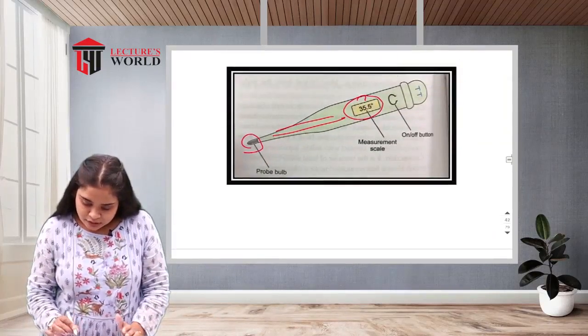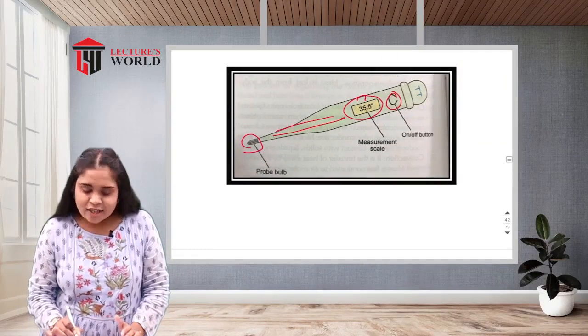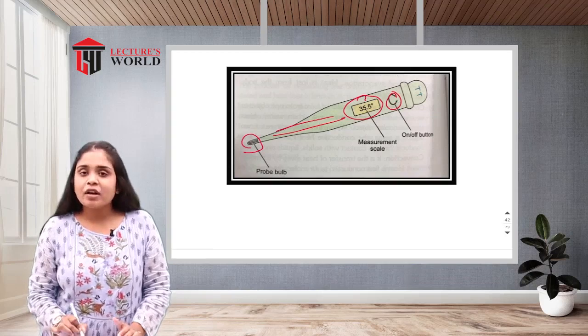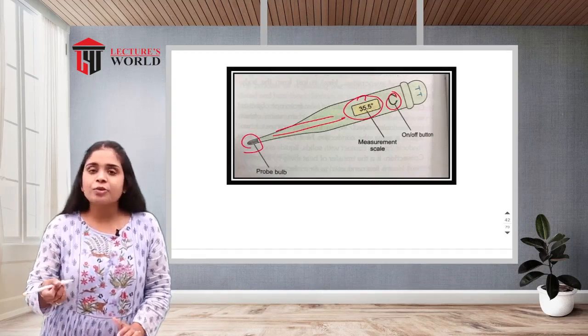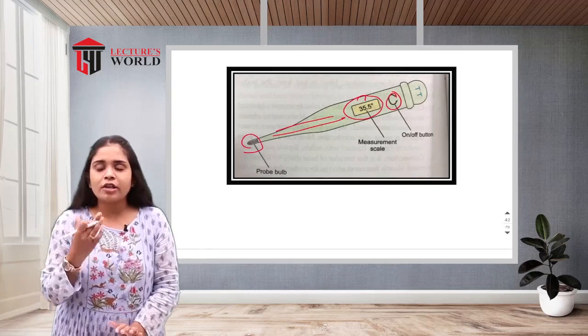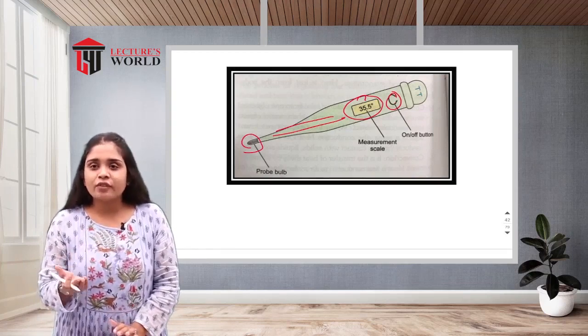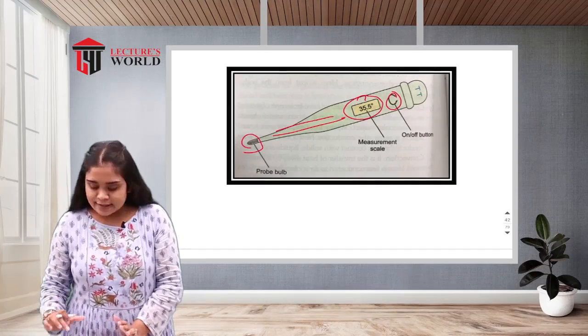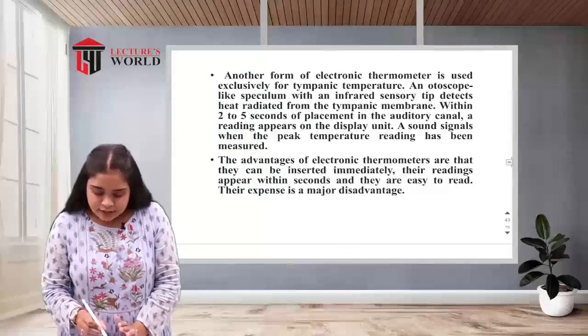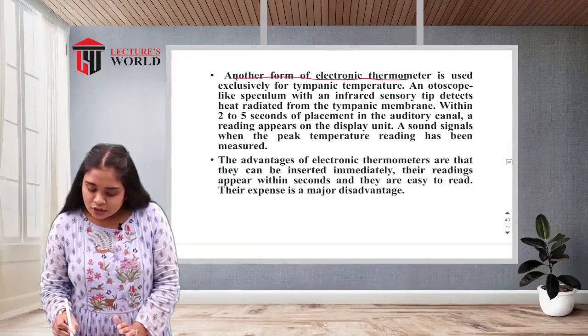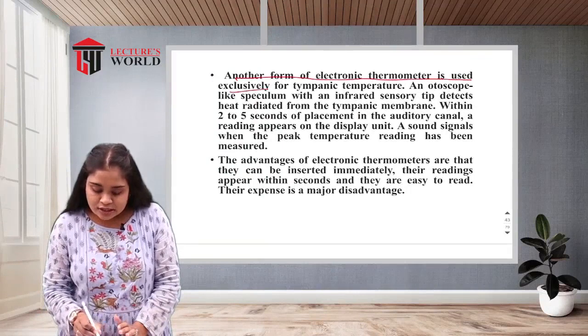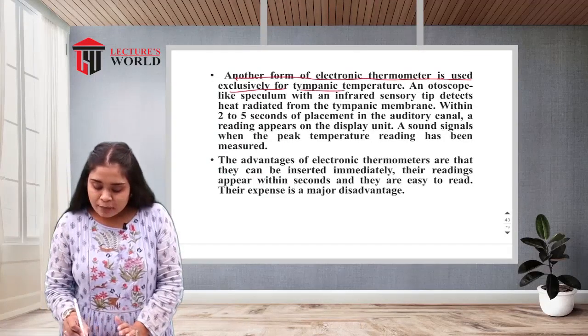Here the on/off button will be there, that you have to press, then it will be on. Only after that can you insert it, from the oral side, otherwise from the axillary side. Then another form of the electronic thermometer is used exclusively for tympanic temperature.